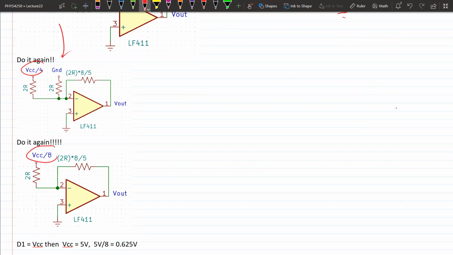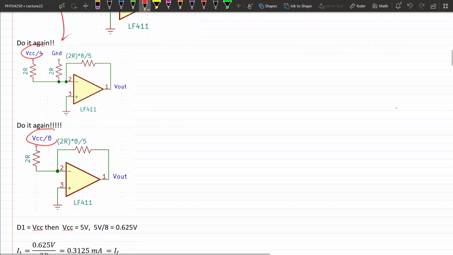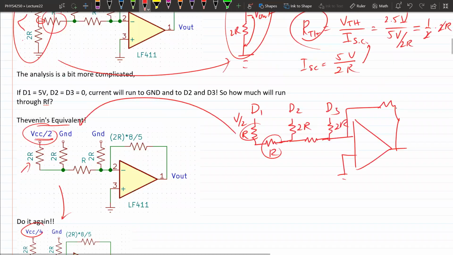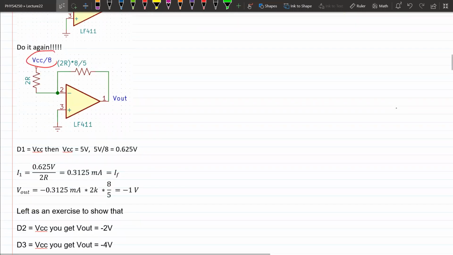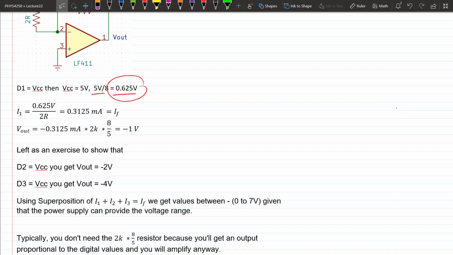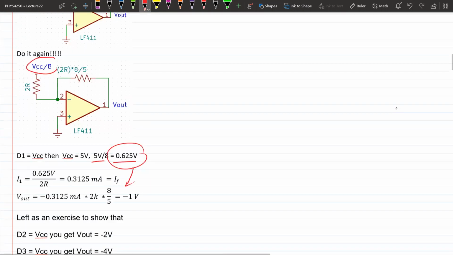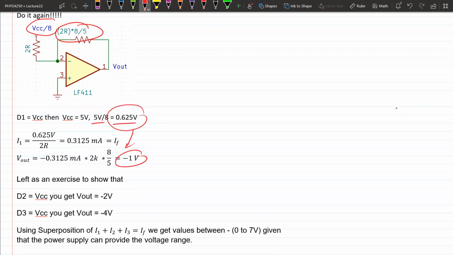So that means if D1, which is this input up here, is equal to high, the output is going to be 0.625 volts, which is proportional to the input. But since you're going through an inverting amplifier, the output is actually going to be -1 volts because of this.